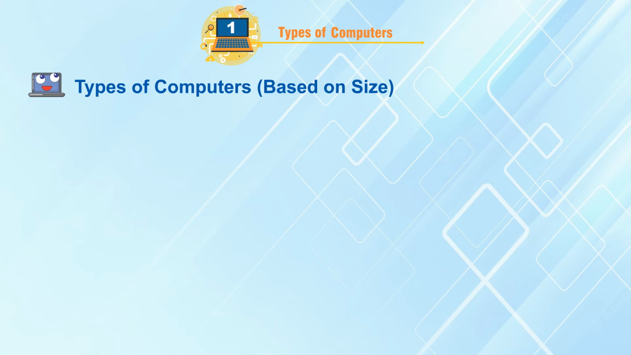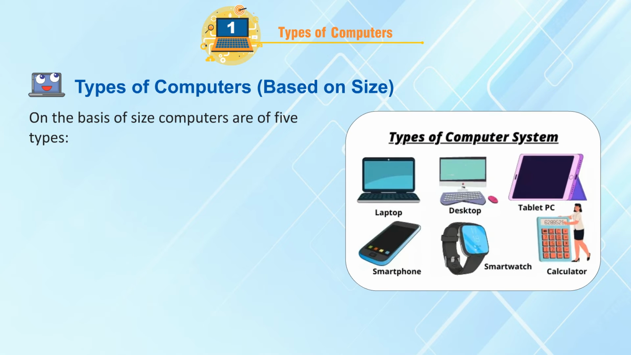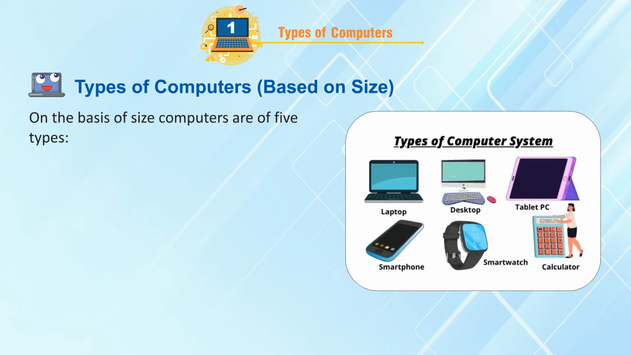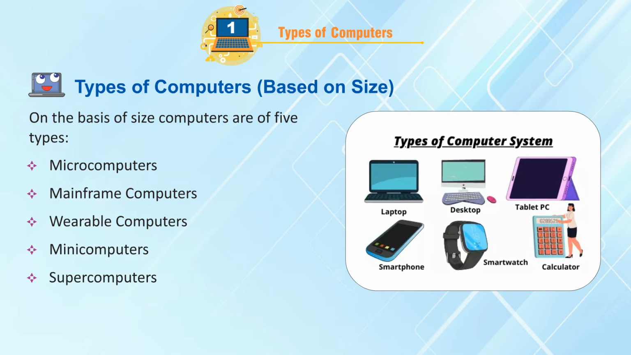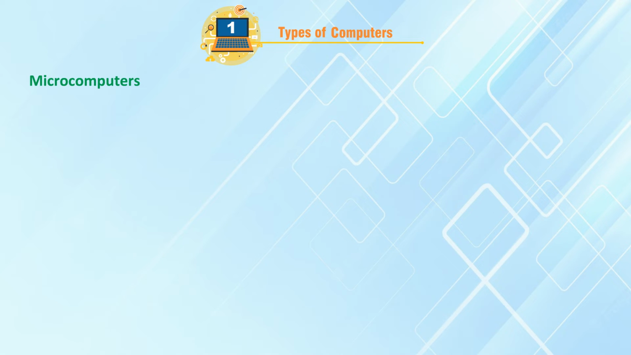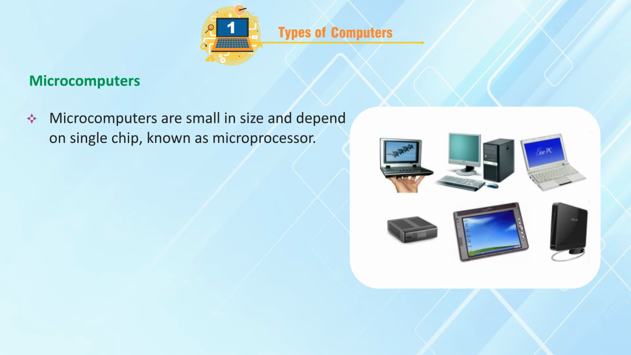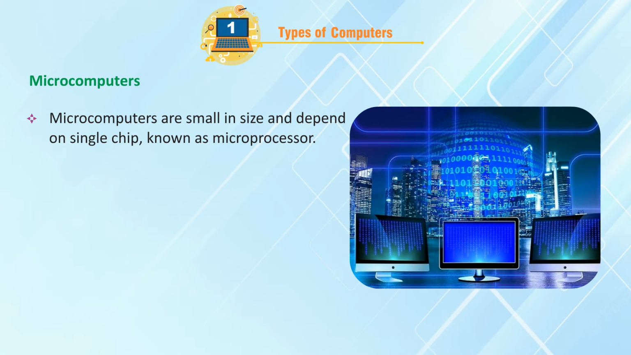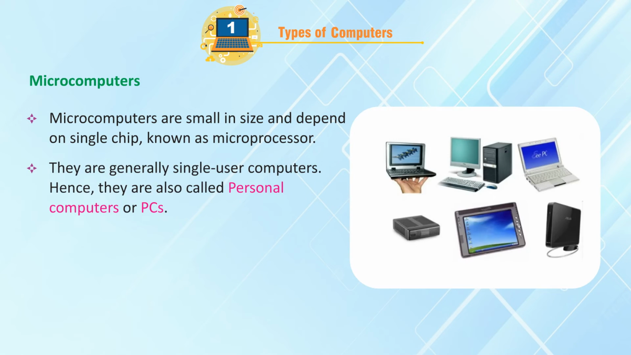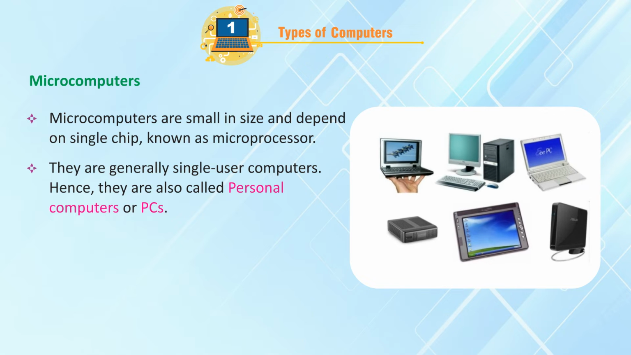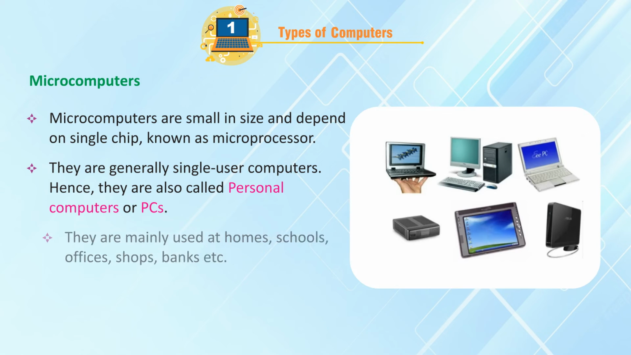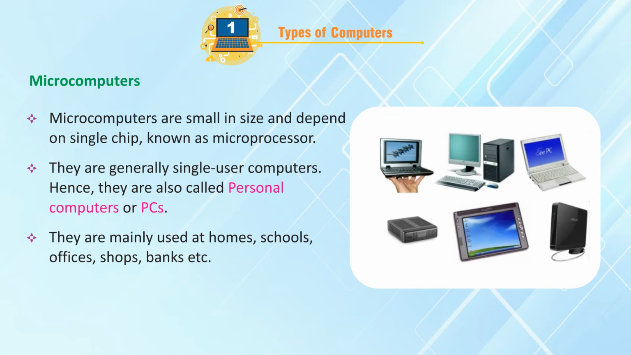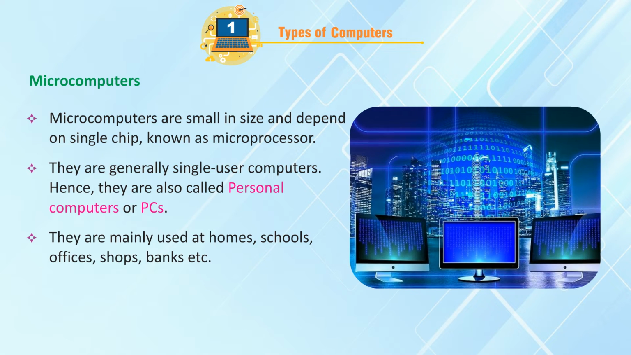Types of computers based on size. On the basis of size, computers are of 5 types: microcomputers, mainframe computers, wearable computers, mini computers, supercomputers. Microcomputers. Microcomputers are small in size and depend on single chip, known as microprocessor. They are generally single-user computers. Hence, they are also called personal computers or PCs. They are mainly used at homes, schools, offices, shops, banks, etc.